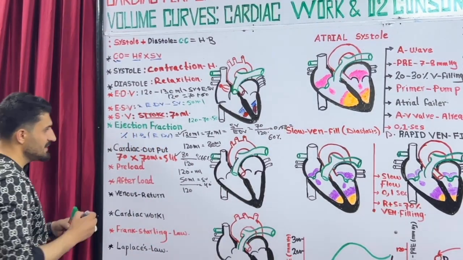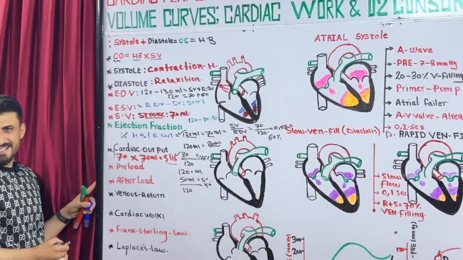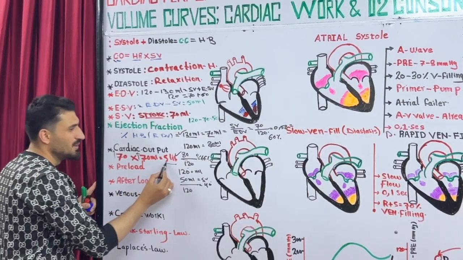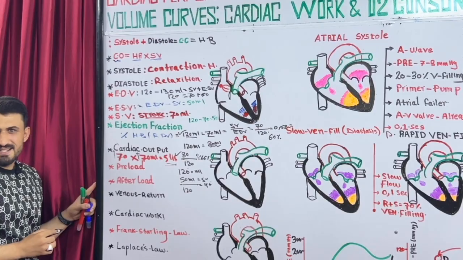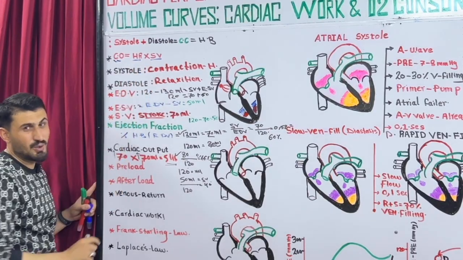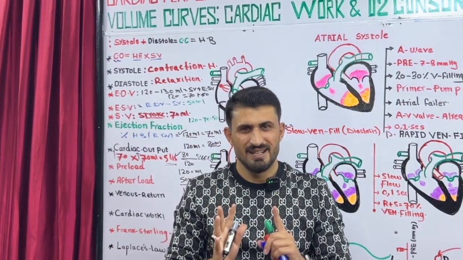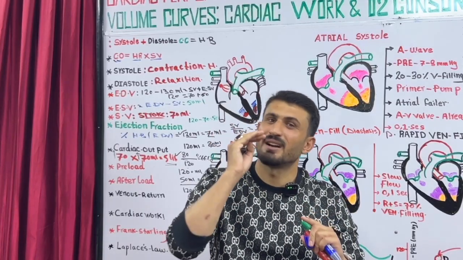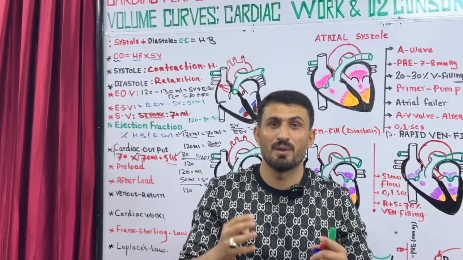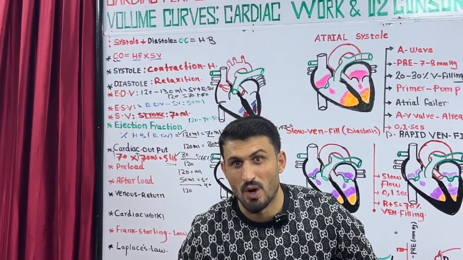But when you increase this side, which is heart rate, the cardiac output increases. If you increase this side, stroke volume, the cardiac output also increases. Okay, so it is directly proportional to heart rate times stroke volume. But listen to me carefully. If heart rate exceeds above the normal physiological range, which is 3 times, or more than 180 beats per minute, then cardiac output drops.